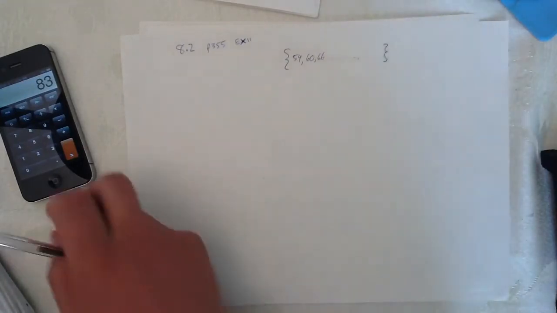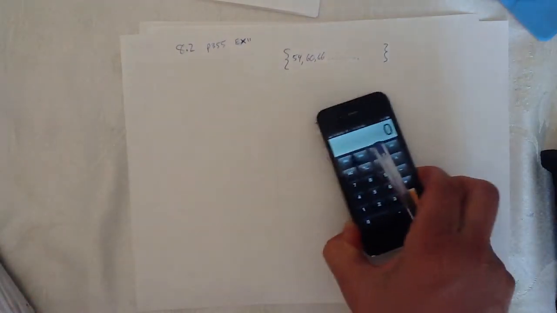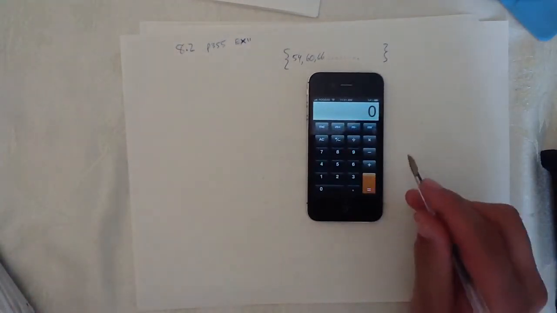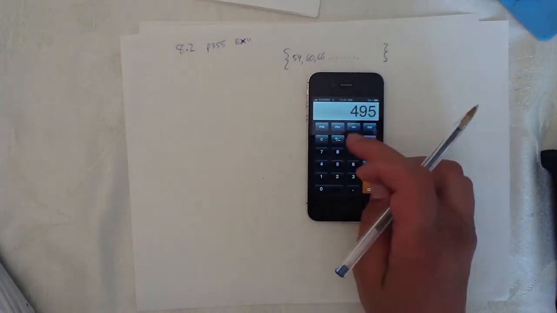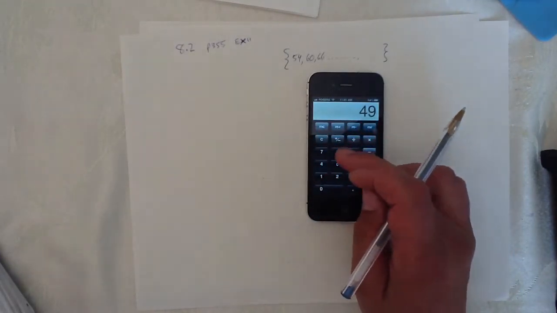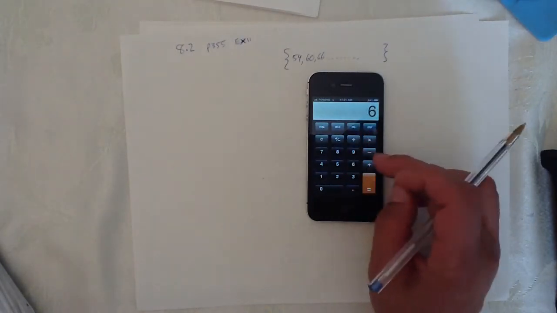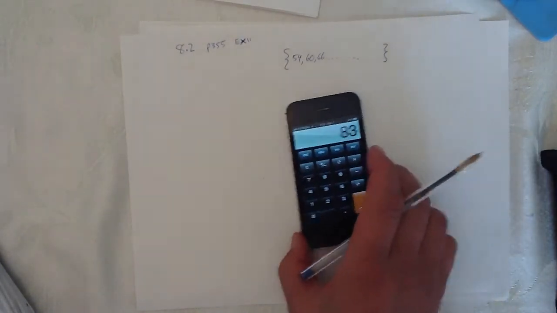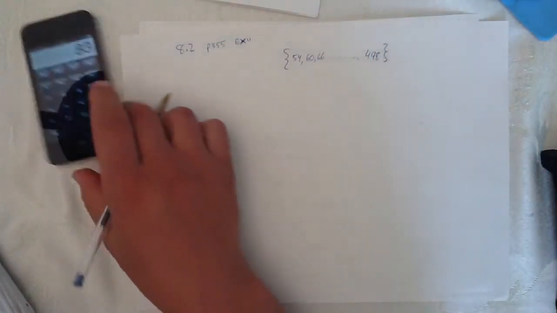Now, 500 is not a multiple of 6. I can tell you right now, because 500 divided by 6 is going to be some strange number. So I'm just going to take a guess here. Let's say 495 divided by 6. Now that's 82.5. So what about 498 divided by 6 equals 83.